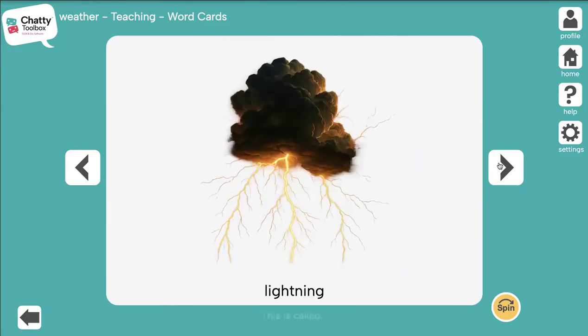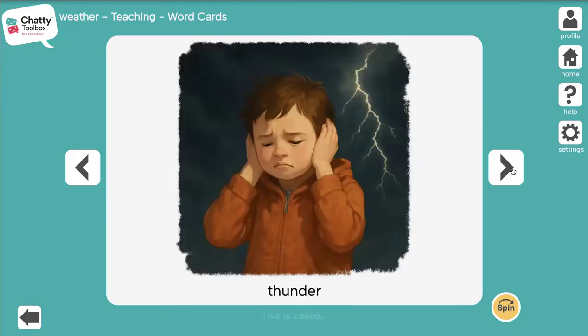Snow, lightning, thunder. But hopefully you'll be wanting to do it in more depth than that to make it stickier learning for the child. So you can use this spinner here, which takes you through the way to cue the child for each word in the most effective manner. This is the way a speech and language therapist is trained to teach vocabulary.